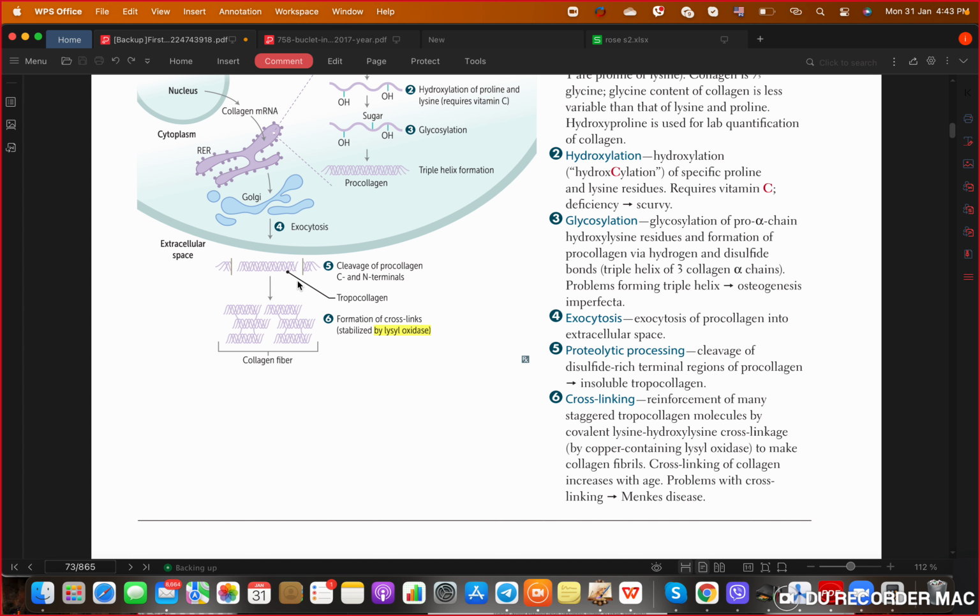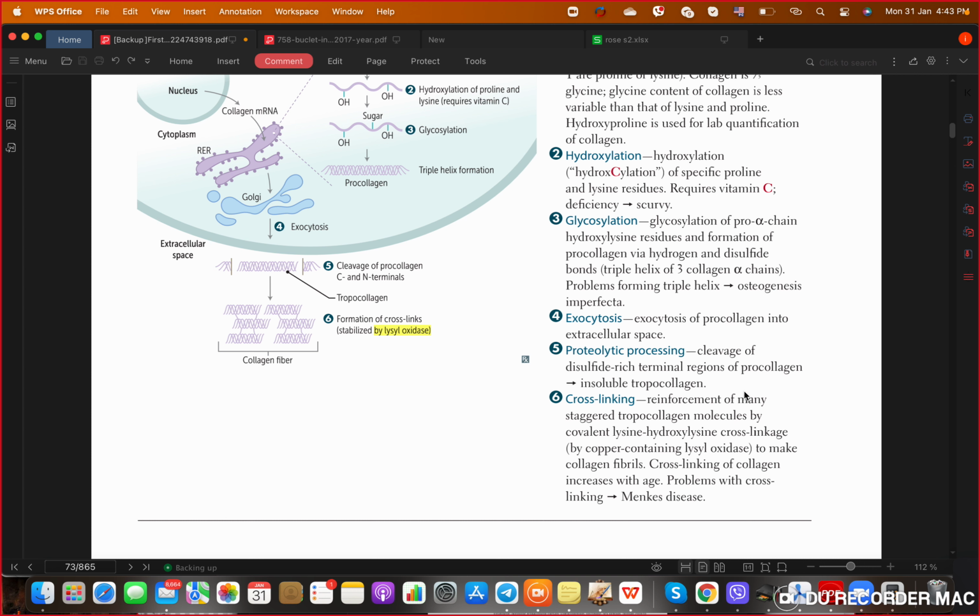Now we need to do some more modification. So we did the chemical and metabolic modification, which was the glycosylation, hydroxylation, all of this stuff. Now it's time for the trimming. So what do you trim? We trim the N and C terminals. They write: exocytosis of procollagen into the extracellular space, proteolytic processing, cleaving of the disulfide-rich terminal region of procollagen, which is insoluble, to form tropocollagen.